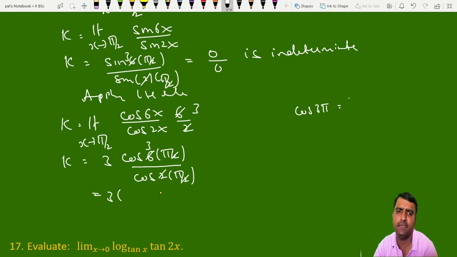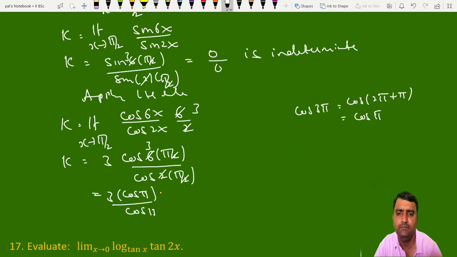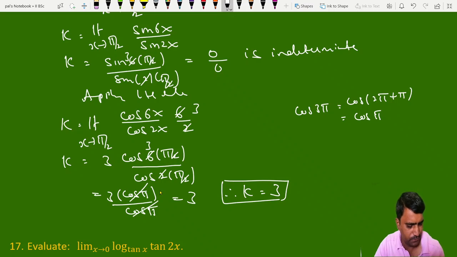Cos 3 pi can be written as cos 2 pi plus pi. Cos 360 plus theta is in first quadrant, and in first quadrant it is cos pi only. So cos 3 pi is cos pi. So this is cos pi divided by cos pi. Cos pi value is minus 1, minus 1, minus 1 cancels. So remaining is 3. Therefore the limit value k is equal to 3 in this case. The value of k is equal to 3.